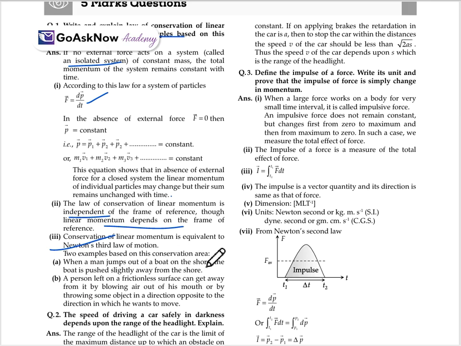Two examples based on the conservation are these. When a man jumps from a boat onto the shore, the boat is pushed slightly away from the shore. A person left on a frictionless surface can get away from it by blowing air out of his mouth or by throwing some object in the direction opposite to the one in which he wants to move. So this is the law of conservation of linear momentum along with some examples.